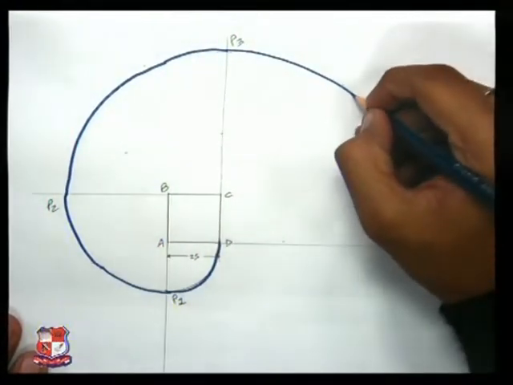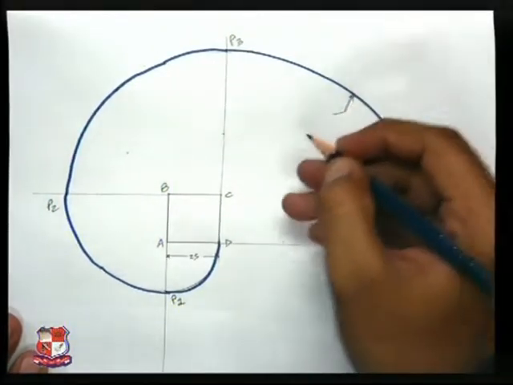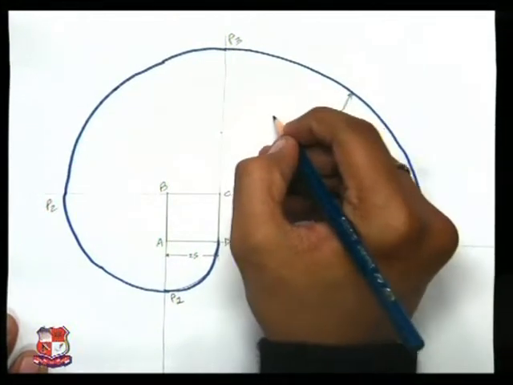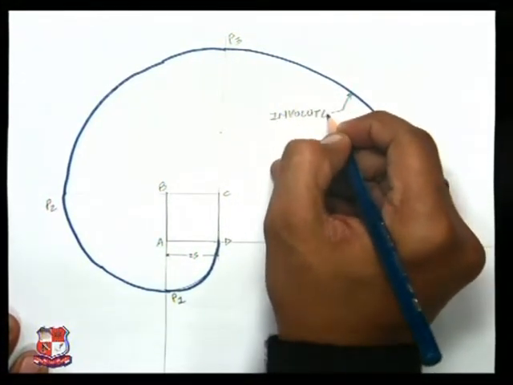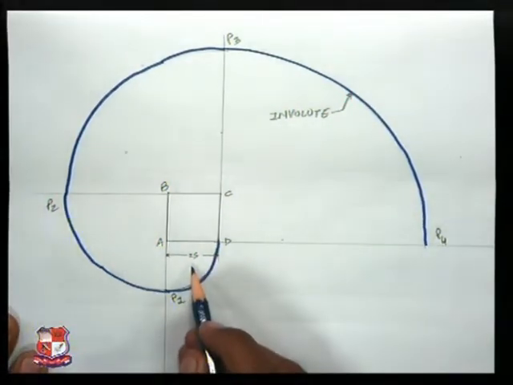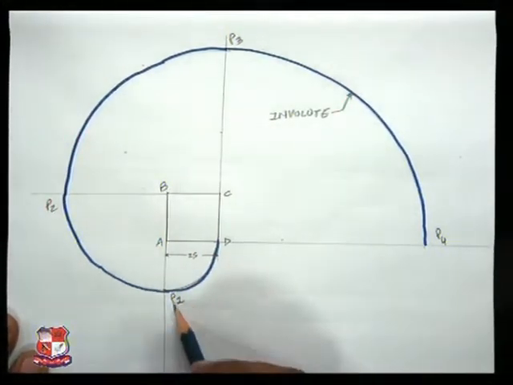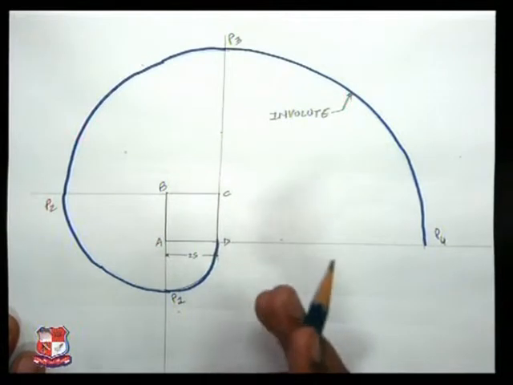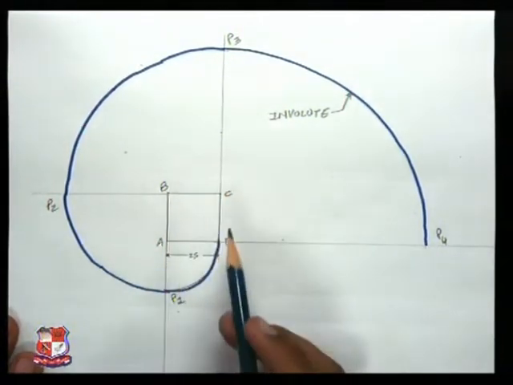Don't forget to mention that the curve is involute. Also don't forget to mention the dimension, nomenclature, all the things. So that's it. It's quite an easy sum.